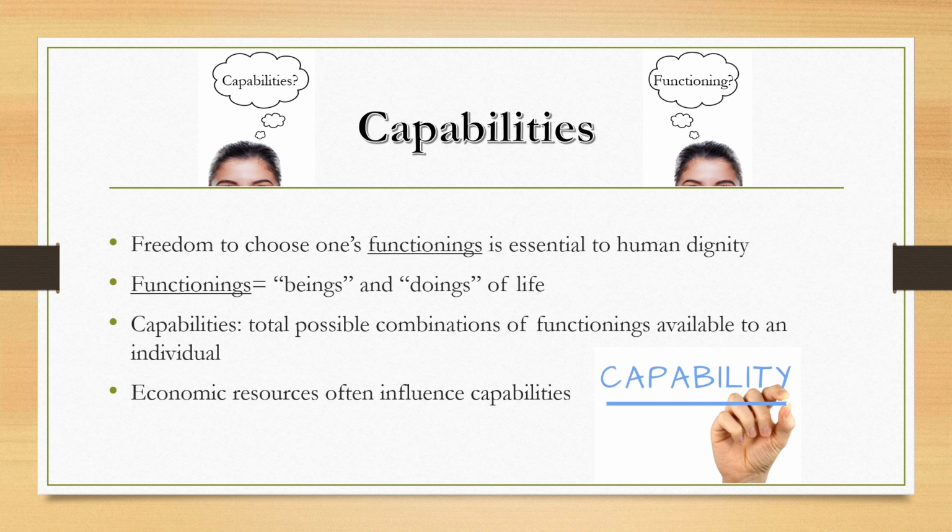To fully understand capabilities, it is important to understand exactly what is meant by the term functionings. Functionings, as defined by Sen, are the beings and doings of life. Capabilities are then defined as the total possible combinations of functionings and choices that an individual has at his disposal. An individual's capabilities are often influenced by their economic resources, as money is instrumentally valuable. This means that money functions as a means to achieve certain functionings that then make up an individual's total capability. By Sen's definition, poverty is a lack of capabilities that deprives an individual of dignity.